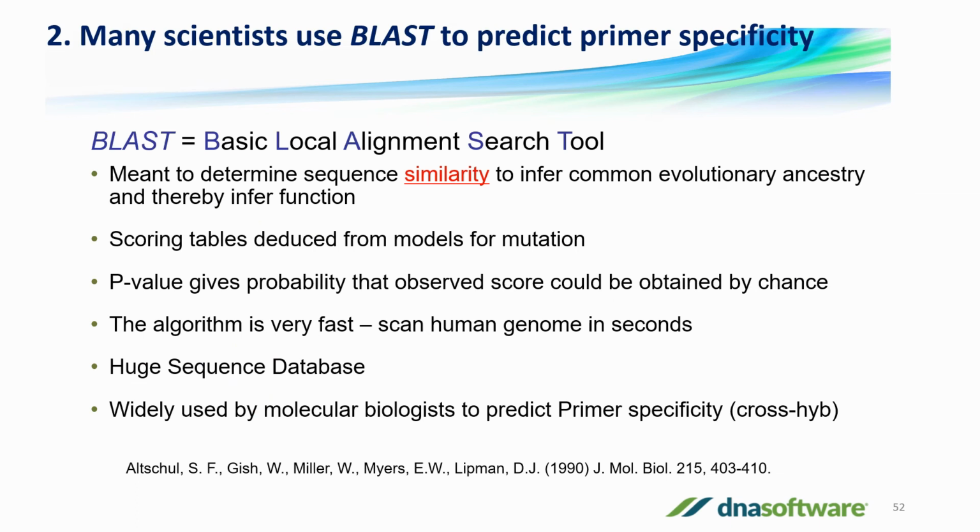Let's take a brief aside and talk about the problem of using BLAST to predict primer specificity. Of course, a BLAST search is one of the most widely used methods in bioinformatics. It's meant to determine sequence similarity and to infer evolutionary ancestry, but it's really not appropriate for predicting primer specificity. So let's talk about why that might be the case.